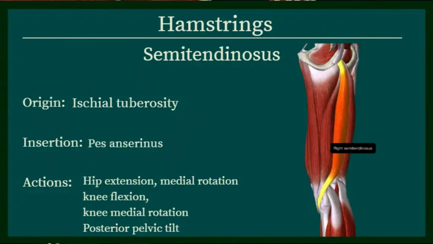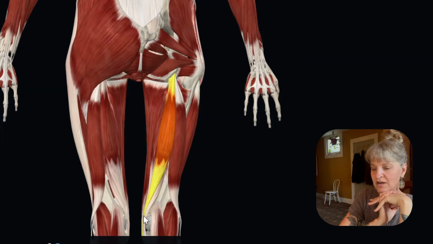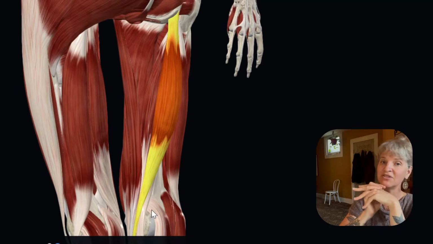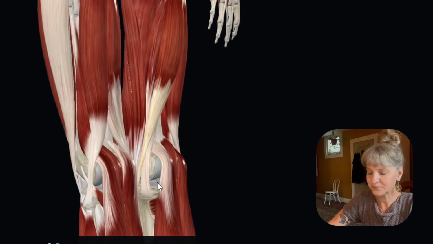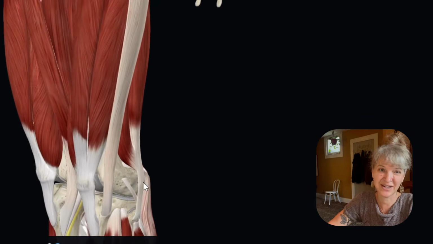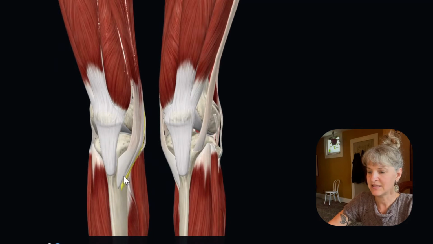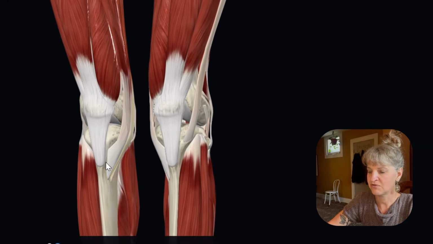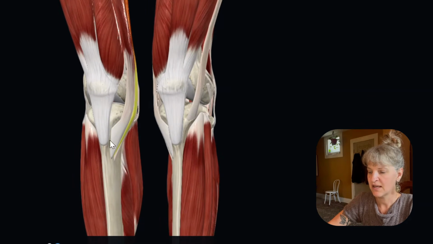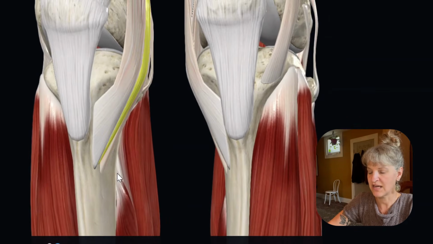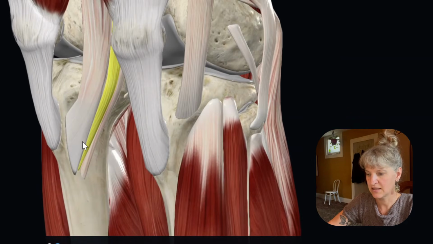Semitendinosus is going to be the more superficial and medial muscle. It starts at the ischial tuberosity, and then it goes down and inserts at the pes anserinus. And I haven't talked about the pes anserinus yet. It's called pes anserinus. It means goose foot, essentially. The pes anserinus is a spot that comes off of this flat part of the tibia. And there are three different muscles that attach to that pes anserinus tendon. We're going to talk about those as we go along.